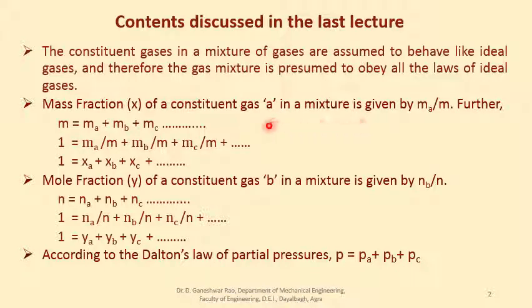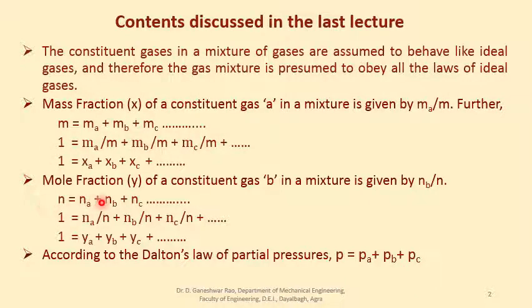The mass fraction of constituent A is given by Ma by M. For gas B, it will be Mb by M, and so on. From the conservation of mass, we know that M is equal to Ma plus Mb plus Mc. By dividing by M, we have 1 is equal to Ma upon M plus Mb upon M plus Mc upon M, where these are the mass fractions represented by Xa, Xb and Xc, and we have seen that the sum of all the mass fractions in a mixture of gas is equal to unity or 1.